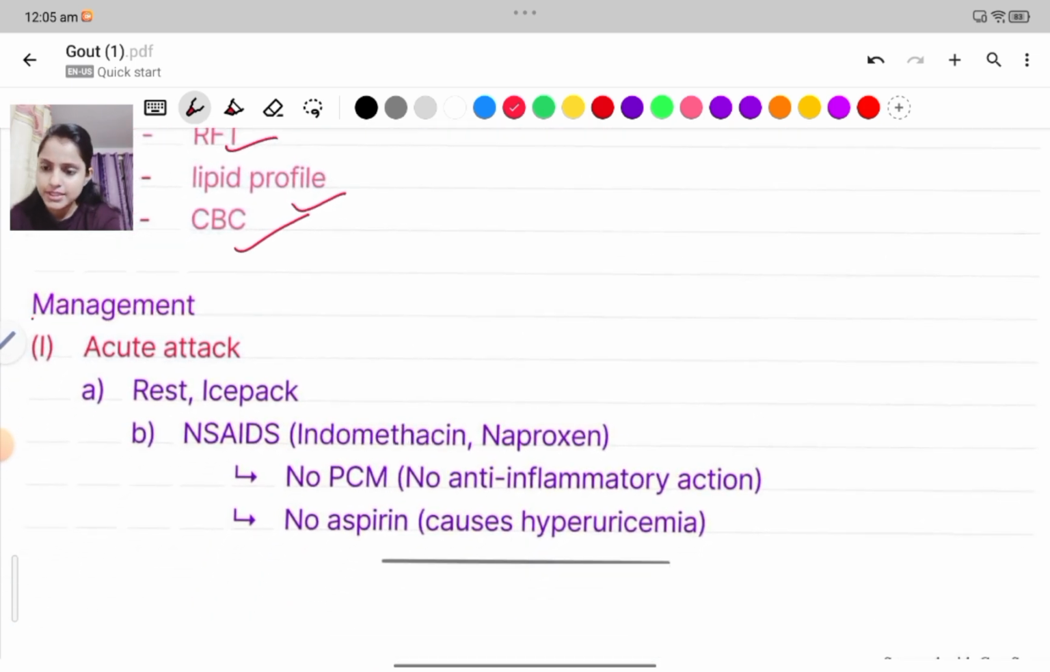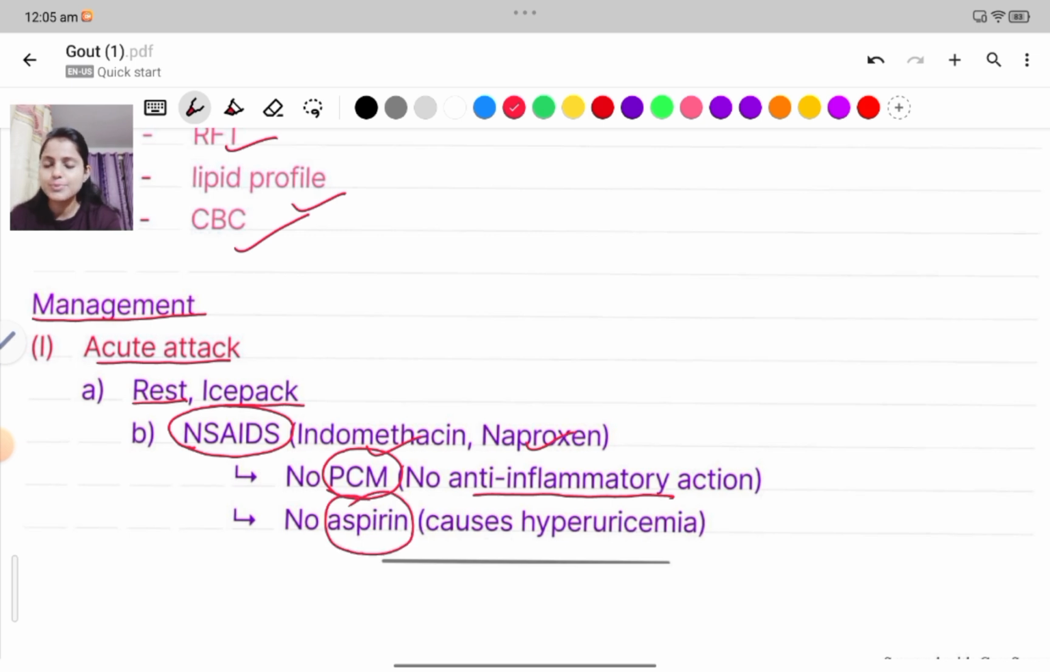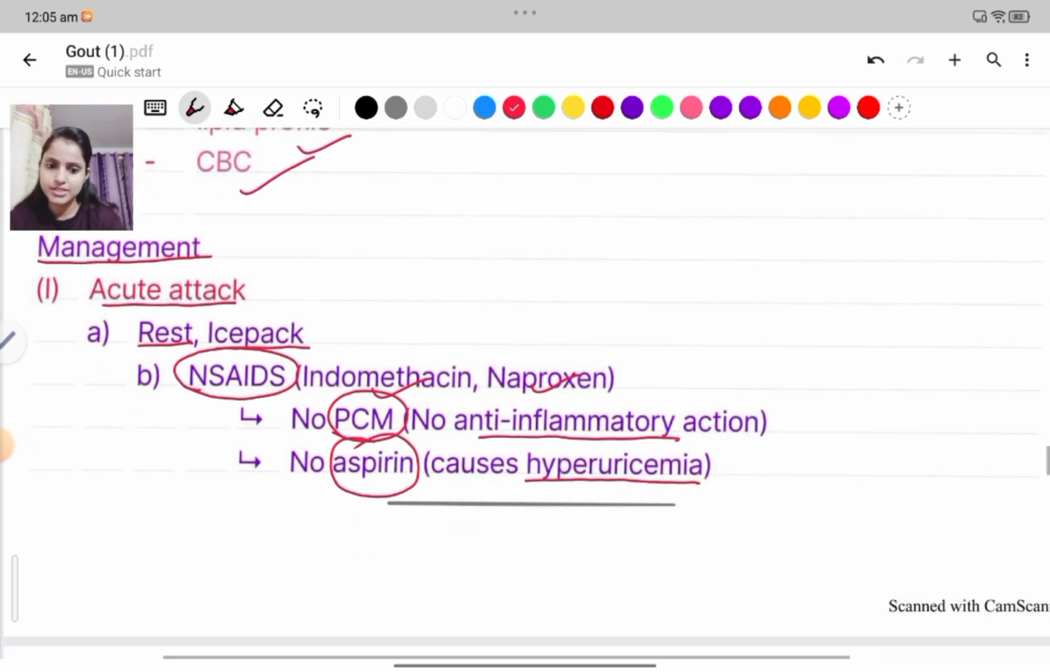For the management of the acute attack, we can advise rest, ice pack, and give non-steroidal anti-inflammatory drugs like indomethacin and naproxen. Paracetamol is not given because paracetamol does not have anti-inflammatory action. Aspirin is also not given because aspirin causes hyperuricemia, and in gout there is already hyperuricemia.